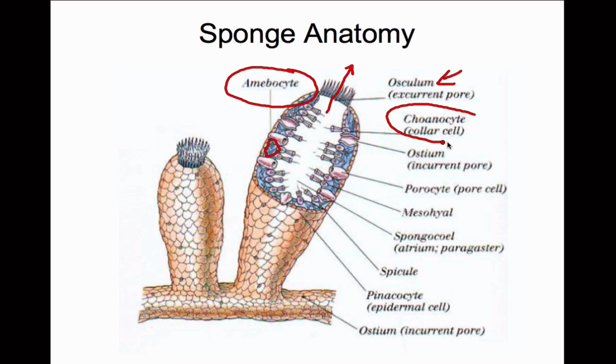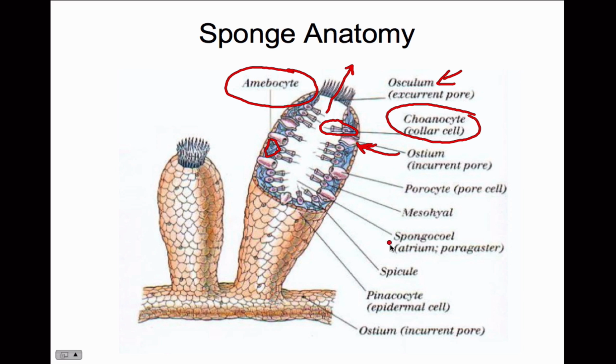There are these choanocytes. These are collar cells, and if you look at these little collar cells, you'll see that they have a flagella there. And so these choanocytes are responsible for basically moving water through the sponge. So the water comes in through this in-current pore, and then these collar cells basically wave these flagella around, and it moves the water in throughout this.